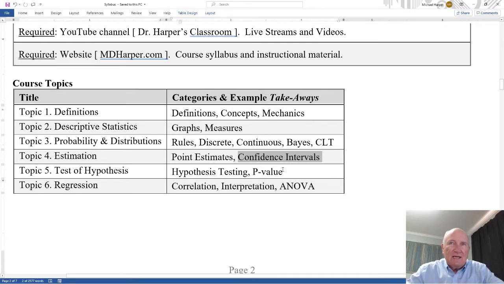In hypothesis testing, I'll emphasize p-values and the hypothesis procedure and the concept behind hypothesis testing, what it means and what it does not mean.